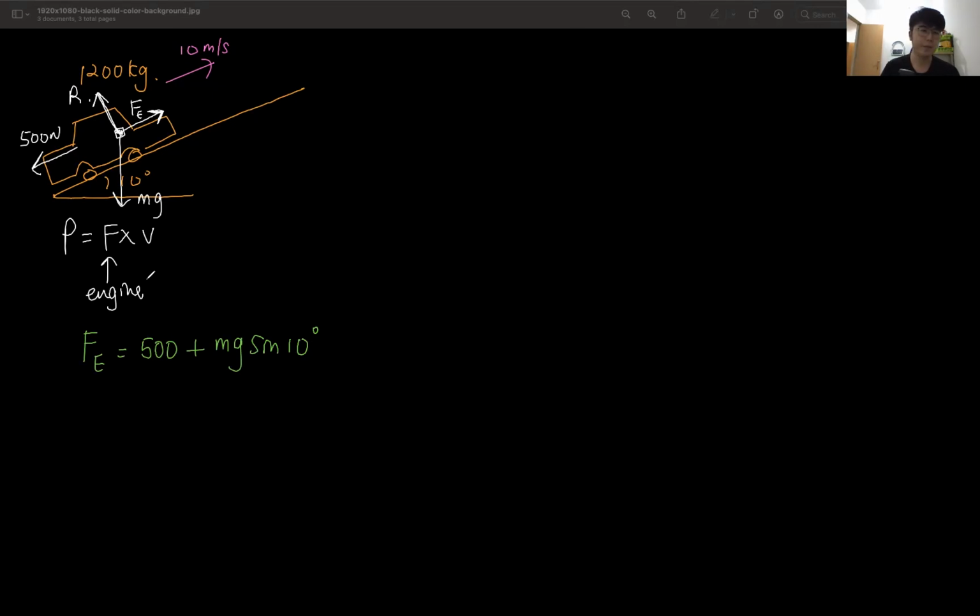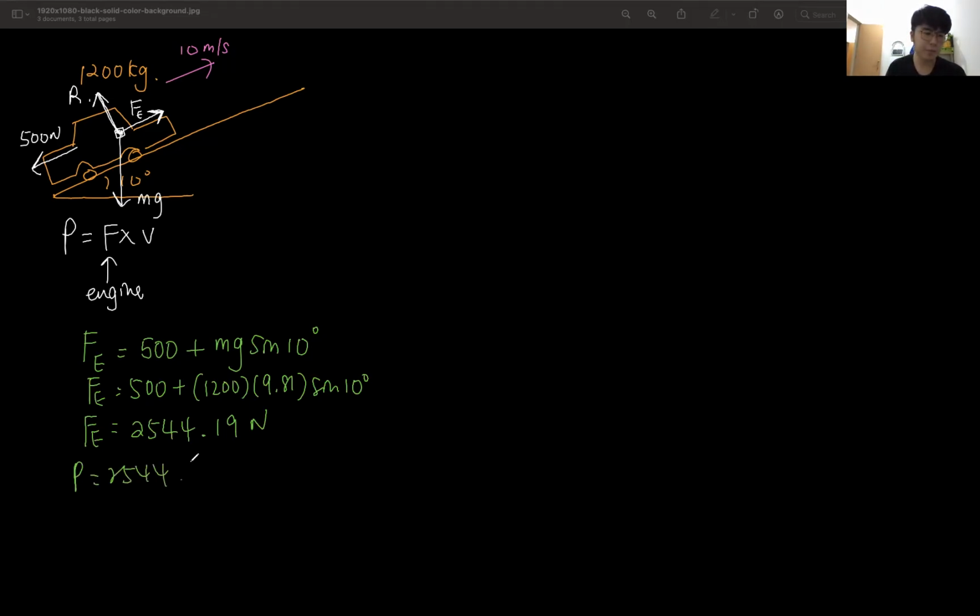So resolving the mg, we have Fe equals 500 plus mg sine 10 degrees, which equals 500 plus 1200 times 9.81 times sine 10. The answer is 2544.19 Newton. This is the force exerted by the engine when it is moving up the ramp. So power equals 2544.19 times 10 meters per second, which equals 25,442 watt. This is the power generated by the engine.